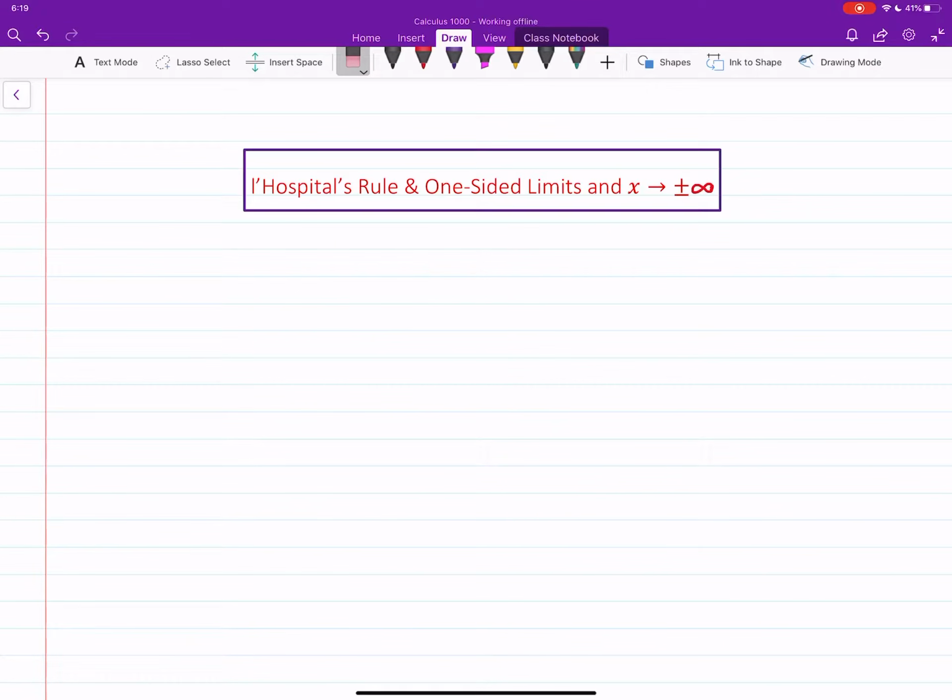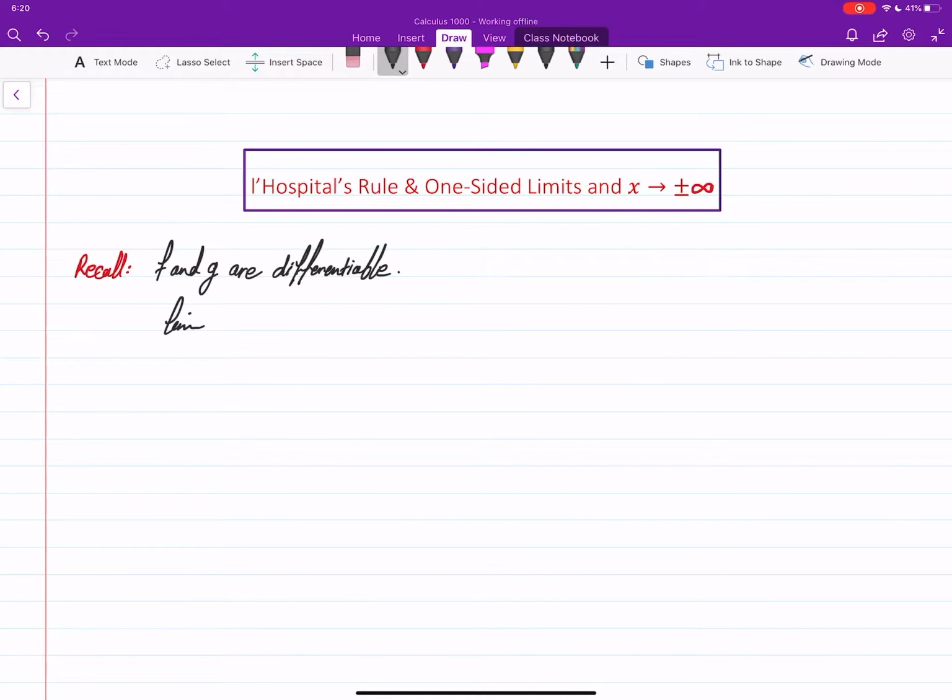Hi, in this video we will see that L'Hopital's rule can be applied when we have one-sided limits or when we have a limit at infinity. Well, recall that L'Hopital's rule can be applied when we have two functions, f and g, that are differentiable, and f over g makes sense in a neighborhood of a. It means that you can write f prime over g prime.